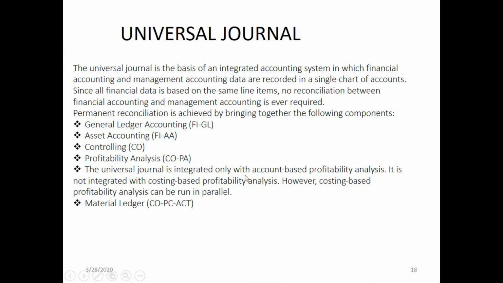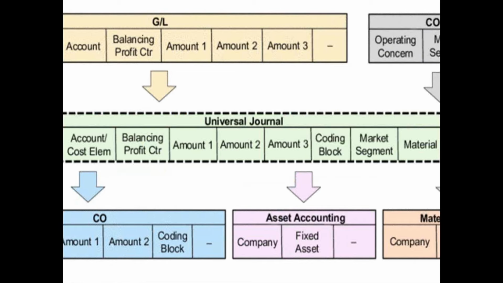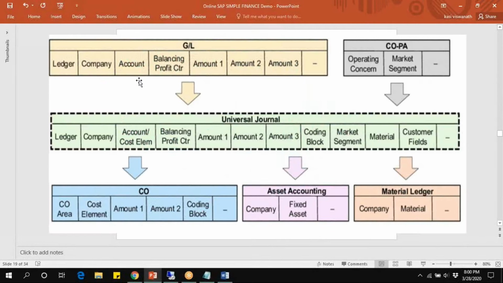Universal journal is integrated only with accounting based profitability analysis, because from the accounting point of view only the ledger will come into the picture. Accounting based profitability analysis and material ledger. Here the material ledger plays a key role in HANA Finance. In ECC this is optional, but in HANA, material ledger is a prerequisite.